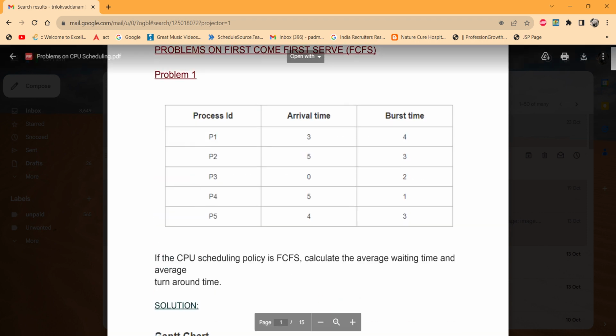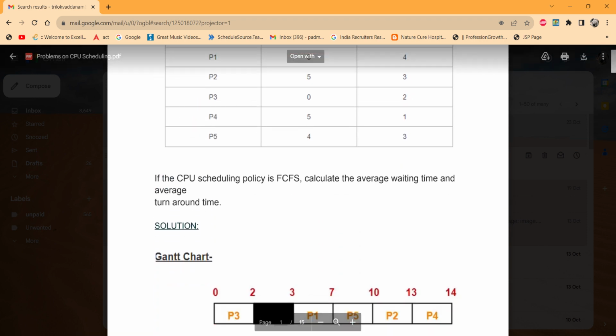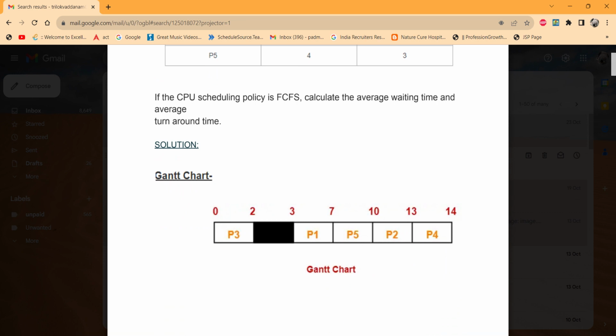The burst time of this process P1 is 4 units. So immediately after 4 units, it has worked. So 4 plus 3, seventh unit. After the 7th unit, this particular process will be thrown out.